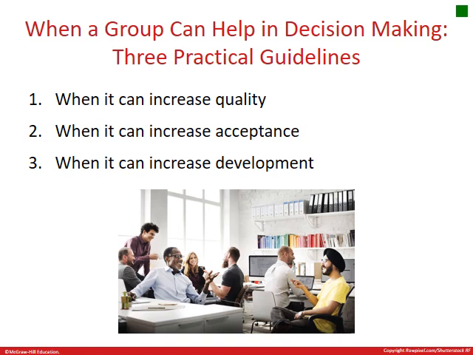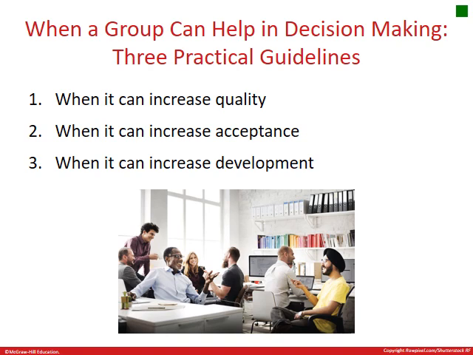This slide discusses 3 practical guidelines for when a group can help make decisions. The first is when it can increase quality. If additional information would increase the quality of the decision, managers should involve those people who can provide the needed information. If a type of decision occurs frequently, such as deciding on promotions or who qualifies for a loan, groups should be used because they tend to produce more consistent decisions than individuals do.